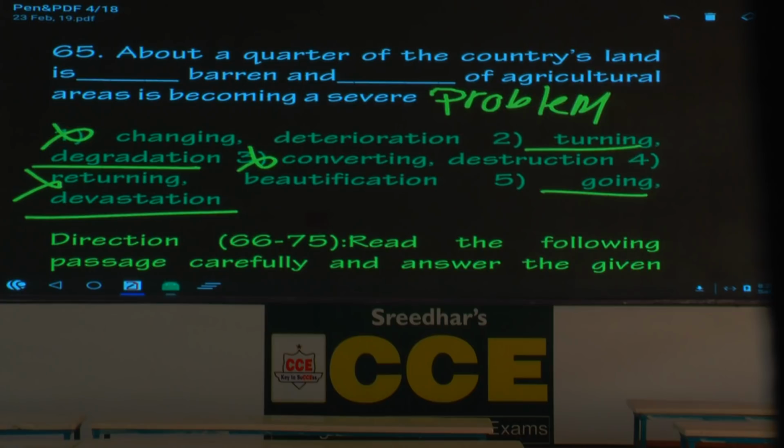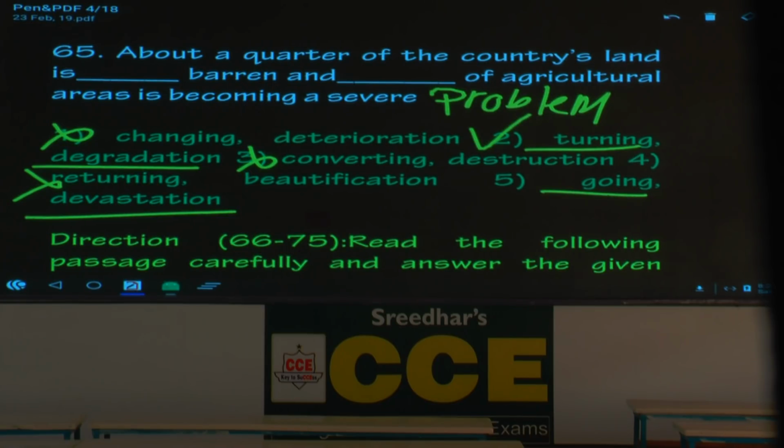Devastation goes with destruction. It goes more with storm, floods. Do you understand? Devastating floods, devastating storm. It doesn't go with agricultural land. Then based on that, what is the answer? Degradation means what? The quality coming down. So that goes with agricultural land. So what is the answer based on that?